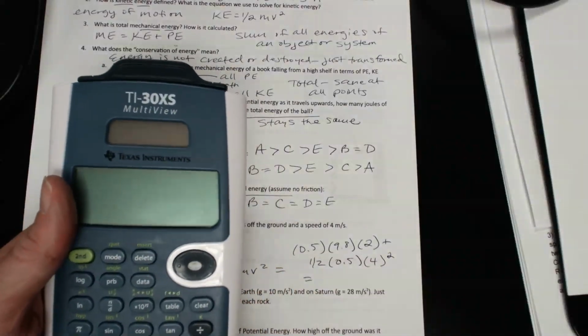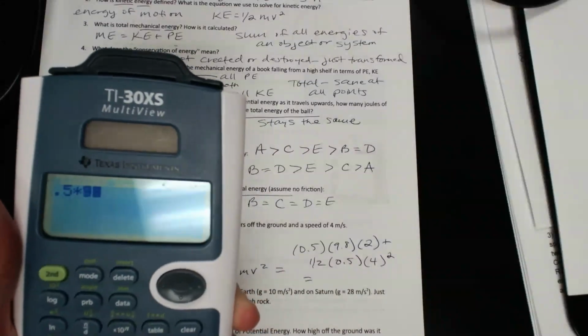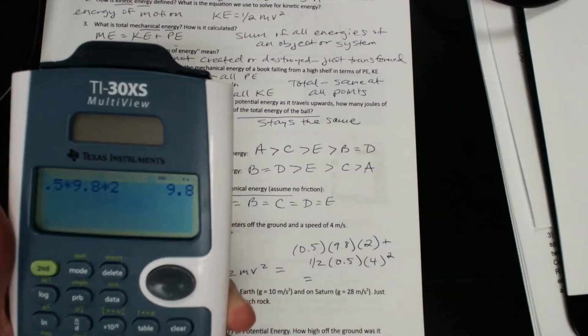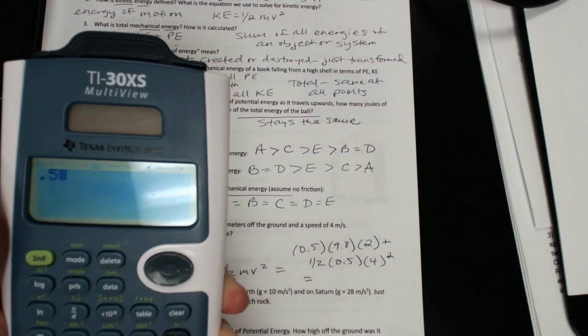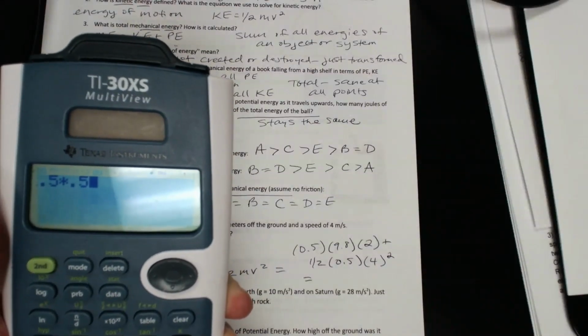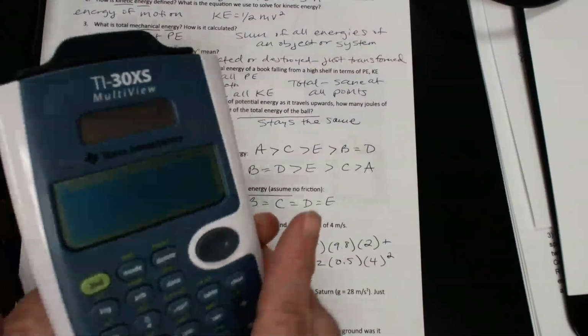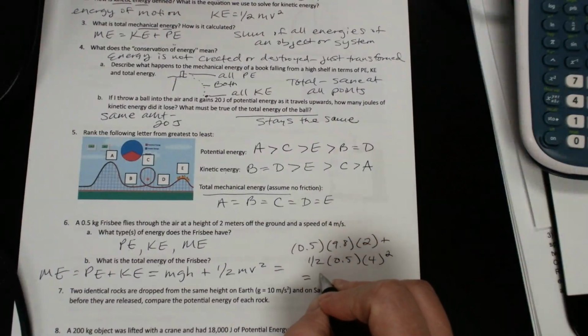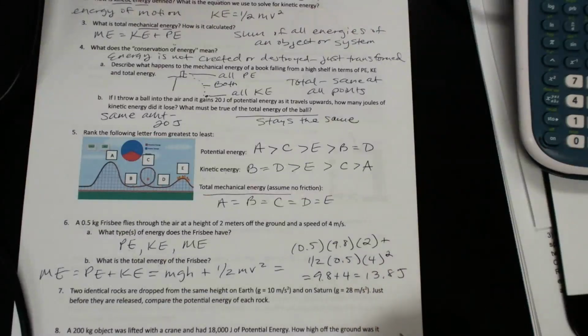So I have 0.5 times 9.8 times 2, which gives me 9.8. Then 0.5, which is the same as 1/2, times 0.5 for my mass, times 4 squared for my velocity, gives me 4. So I have 4 plus 9.8, and that gives me 13.8 joules. That is my total energy of my Frisbee because it's got both potential and kinetic in it. And so I got to add those two up.